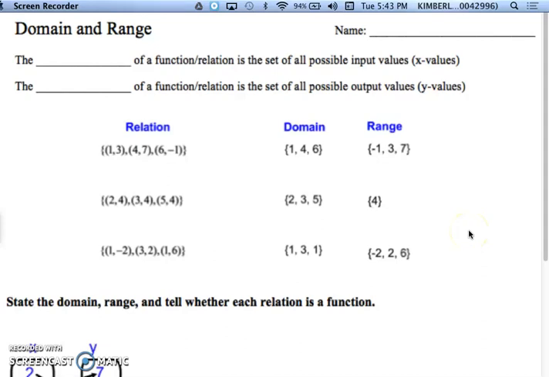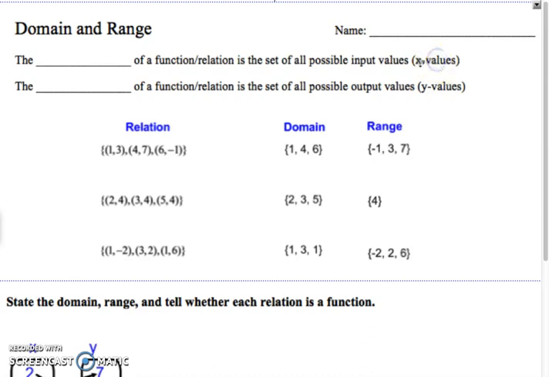All right, this video is on domain and range. So looking at x values over here, that would be domain. So domain is a function or relation that's a set of all x values. So that means the range is going to be the set of all possible output values, or those are known as the y values.